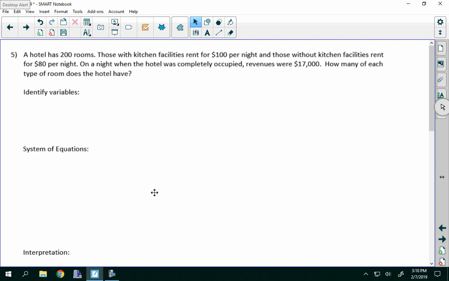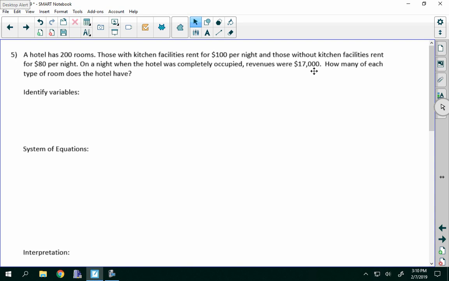Okay, again, as with some of the previous story problems, we have two different things we're considering. In this case, it's a room with kitchen facilities and a room without kitchen facilities. We know a total number, 200. We know two rates, dollars per night, dollars per night. And we know total revenues of $17,000.